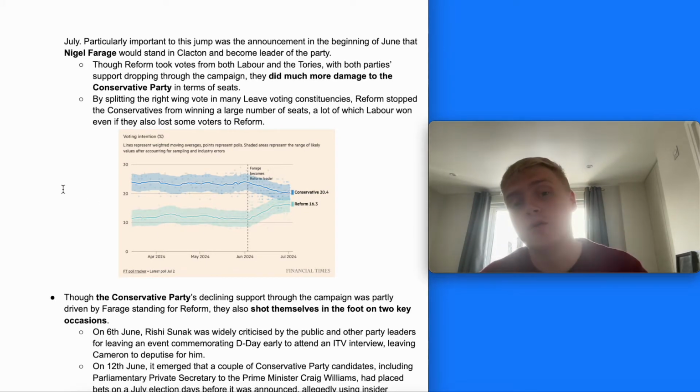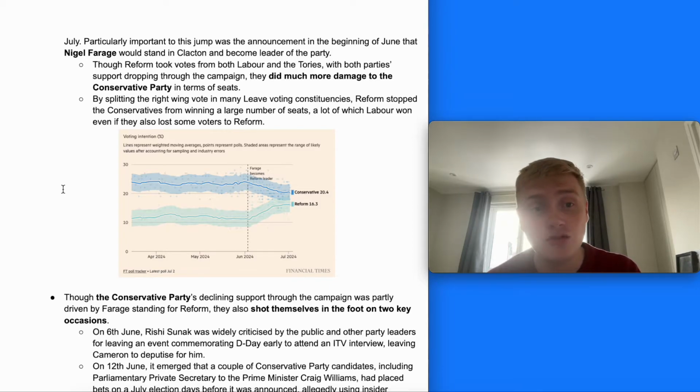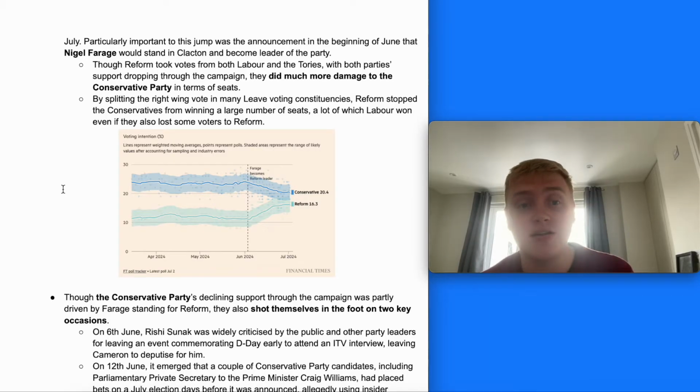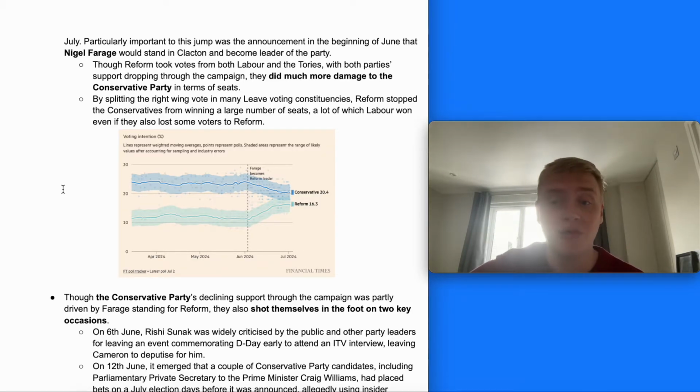Reform took votes from both Labour and the Tories. Crucially, they did much more damage to the Conservative Party, and that's because they split the right-wing vote in many Leave constituencies, therefore stopping the Tories winning a lot of these constituencies, which Labour then won instead, even if they also lost some votes to Reform. That's a crucial example of the spoiler effect, which we'll look more at when we look at minor parties later in the video.